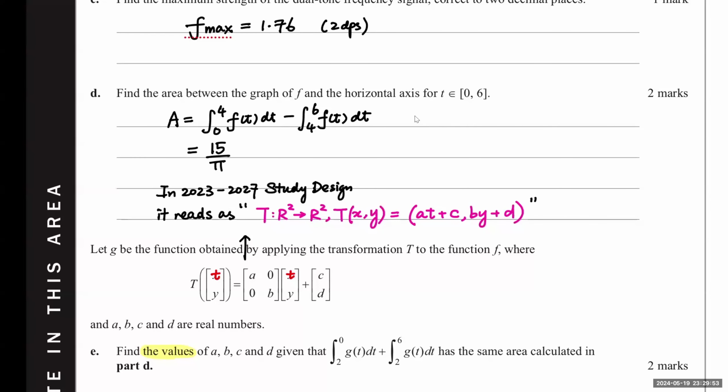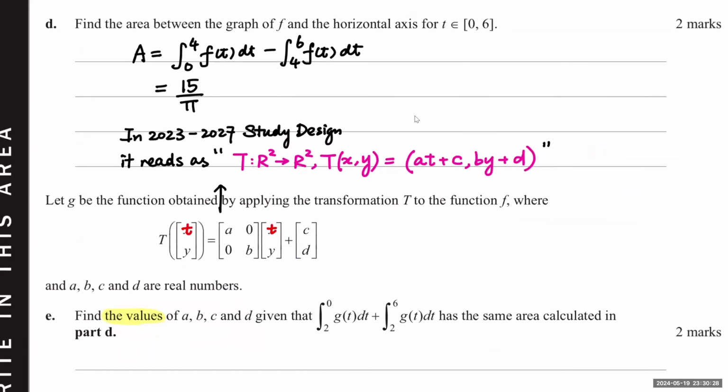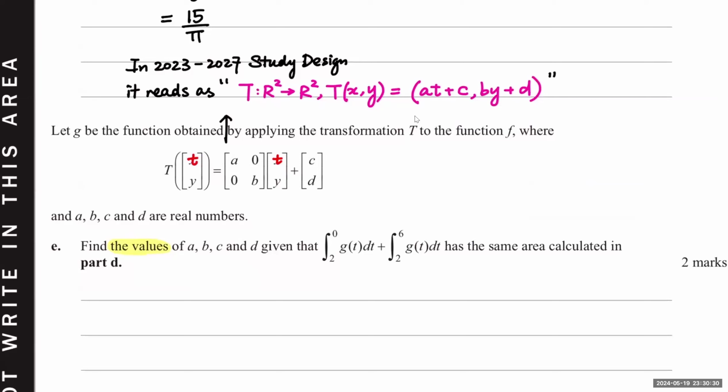Okay, another thing here, because I'm using the original PDF version provided by VCAA, the original question was using a matrix transformation notation, but in the 2023 to 2027 study design, it should read as T: R squared to R squared, T(t, y) equals (at plus c, by plus d), because there is no letter x in the question. The horizontal coordinate should be a t, okay? Anyway, a, b, c, d are real numbers.